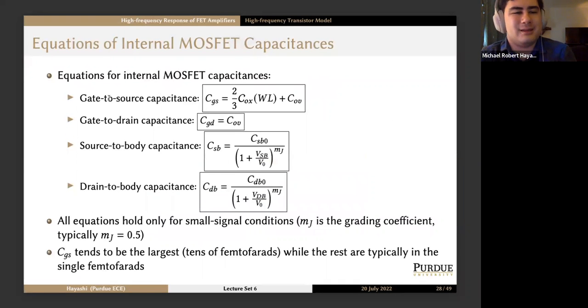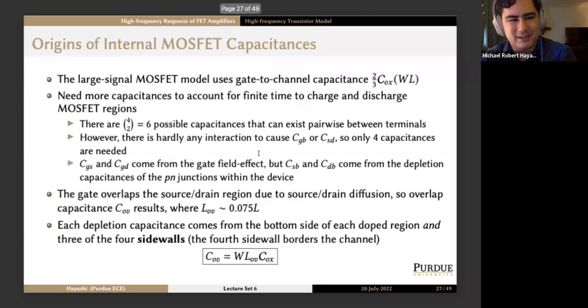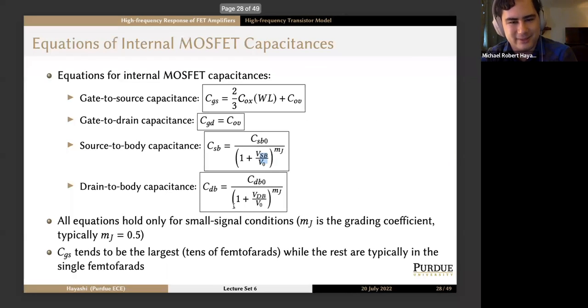So you get these equations for the internal MOSFET capacitances: CGS, gate-drain capacitance, and source to body capacitance. The source to body capacitance is a depletion capacitance, where we have CSB0, the zero bias source to body capacitance, and then the quantity 1 plus VSB over V naught in the denominator to the MJ, where MJ is the grading coefficient. VSB is the voltage between the source and the body. Typically, we will want that to be 0.